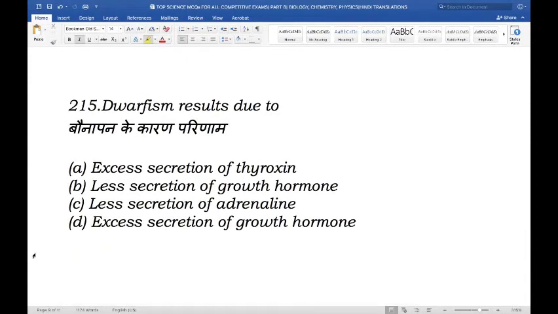Dwarfism results due to, is it A, excess secretion of thyroxine, B, less secretion of growth hormone, C, less secretion of adrenaline, or D, excess secretion of growth hormone? So remember, dwarfism is also known as growth hormone deficiency, which is why B is the correct answer. Dwarfism results due to less secretion of growth hormone. And dwarfism is usually caused by damage in the pituitary gland or hypothalamus.